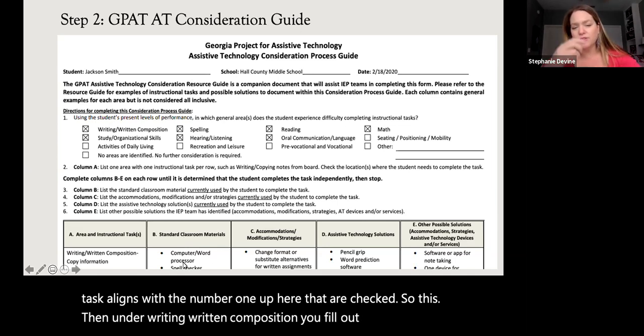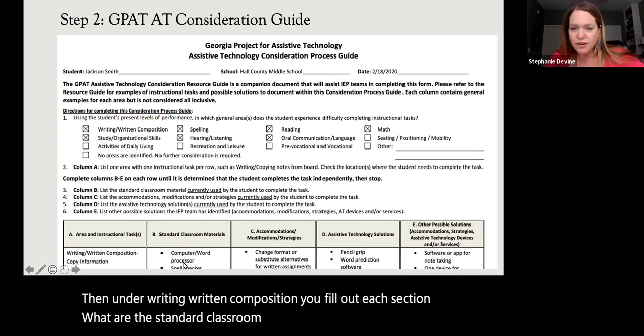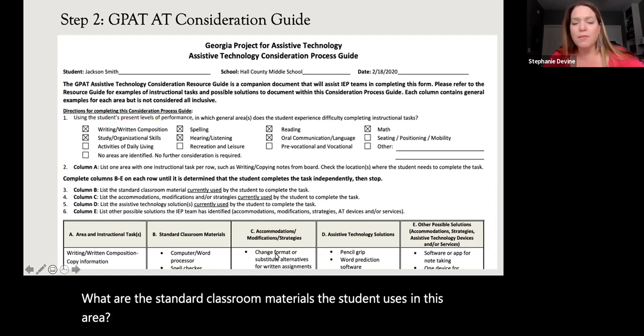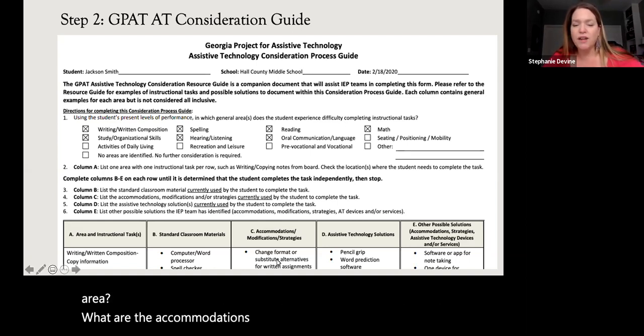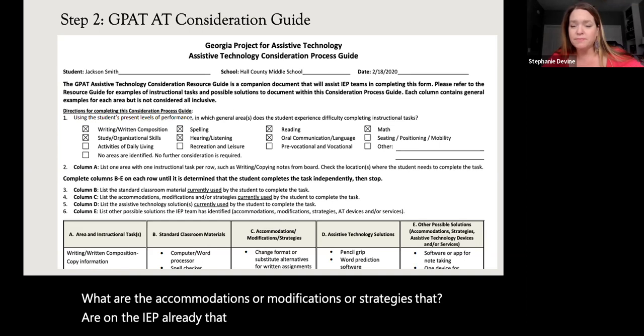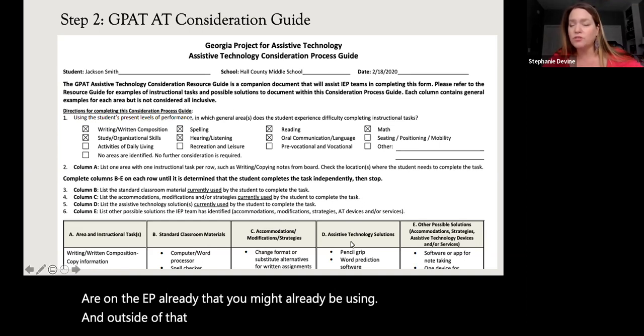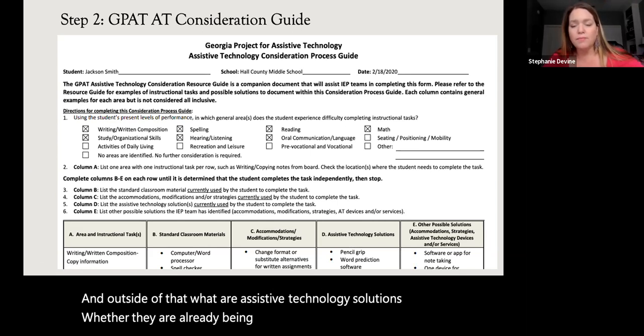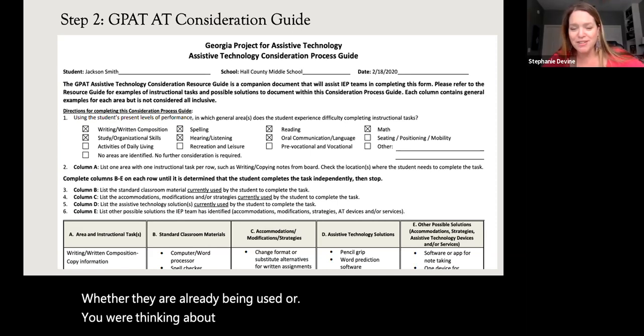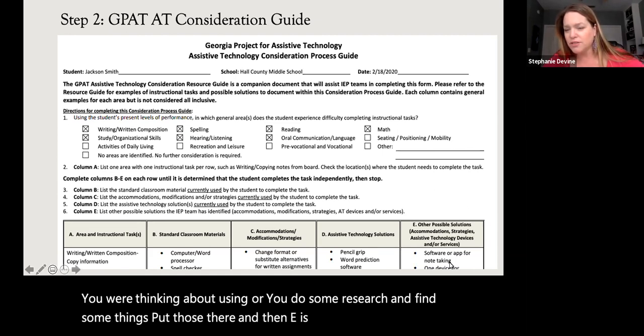What are the standard classroom materials the student uses in this area? What are the accommodations or modifications or strategies that are on the IEP already that you might already be using? And outside of that, what are assistive technology solutions, whether they're already being used or you are thinking about using, or you do some research and find some things, put those there. And then E is other possible solutions.